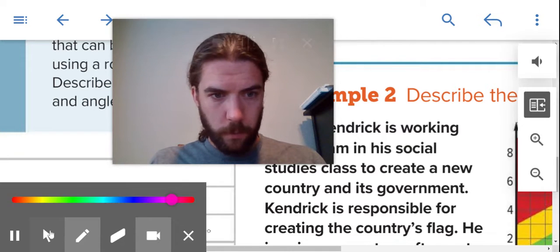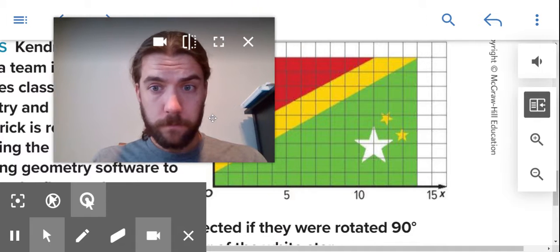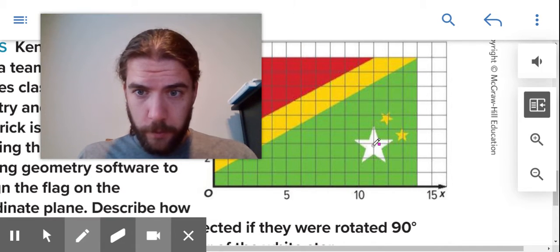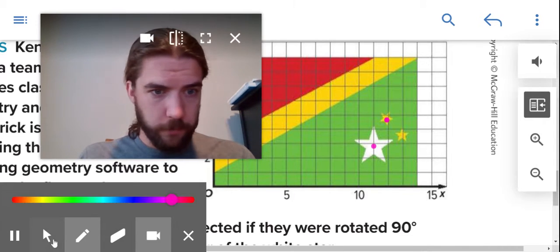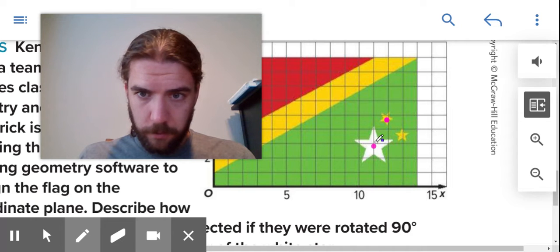Now what we want to do next, let me label those again. What we want to do next is, let's do this one at a time. Instead of doing both the yellow stars, let's just do one for now, so this doesn't look too messy. So I'm going to make a little line that goes from there to there.